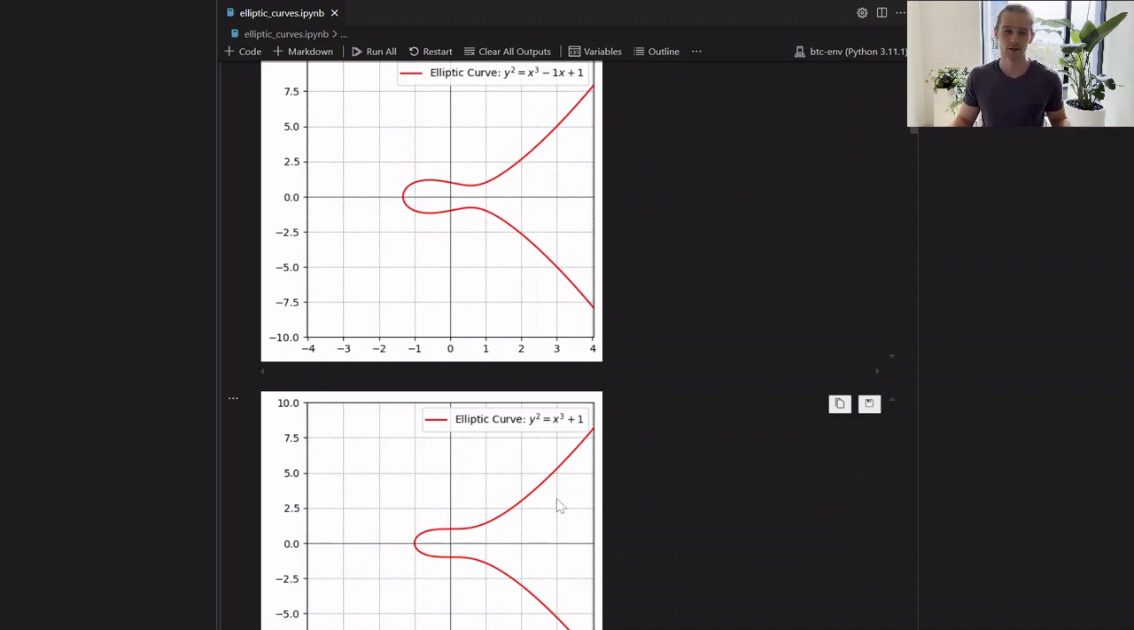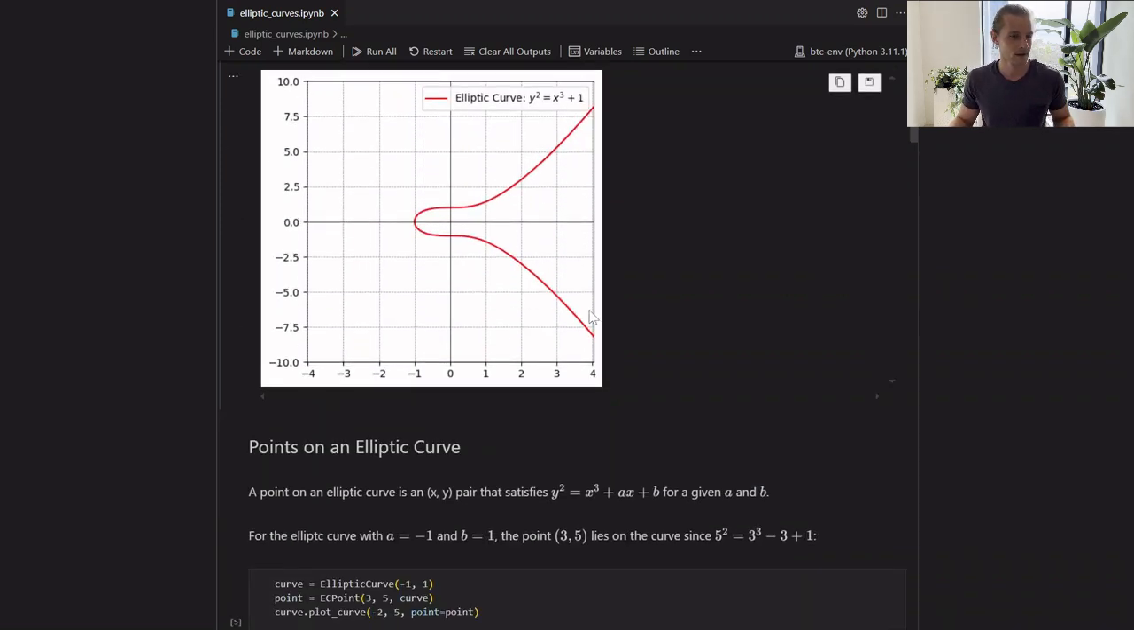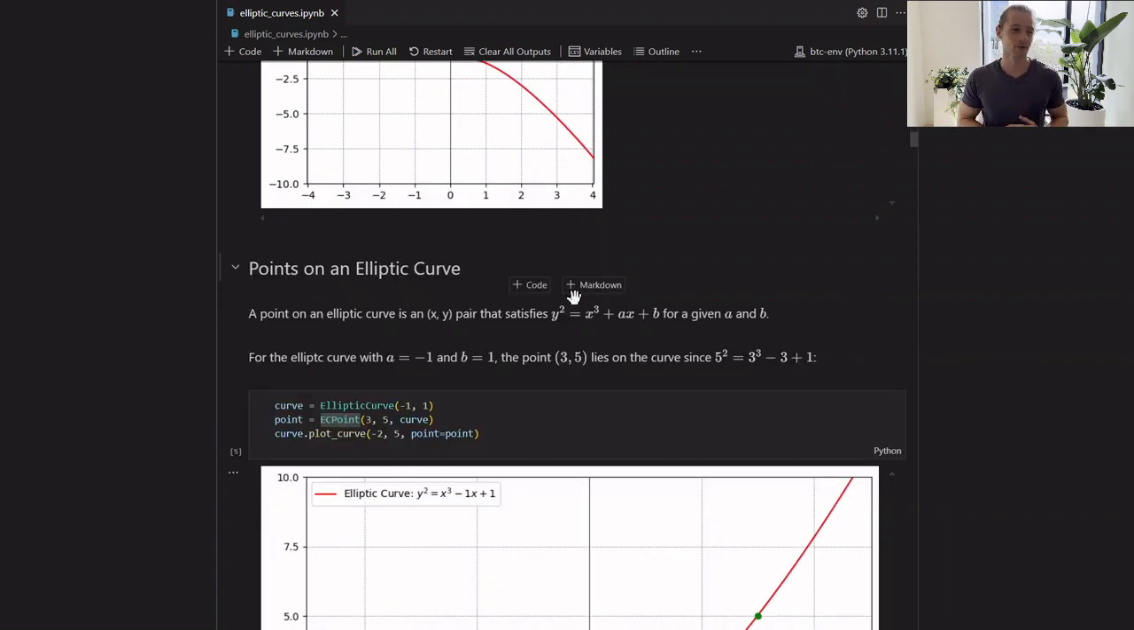One thing that all of these curves have in common, though, is that they're symmetrical about the x-axis. This is due to the y squared on the left-hand side of the equation. Now, let's move on to points on the elliptic curve. So a point on an elliptic curve is just an xy pair that satisfies the given equation for that elliptic curve.